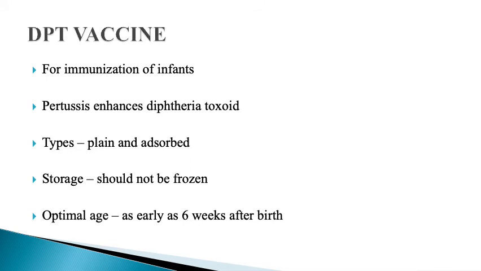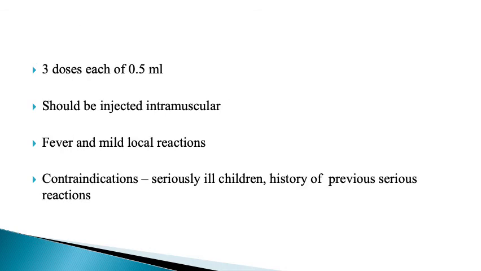The vaccine should not be frozen, it's freeze sensitive, and it should be stored in the ILR between 2 to 8 degrees Celsius. The optimal age is as early as 6 weeks after birth, and require three doses each of 0.5 ml, and it should be injected intramuscular. And the interval between doses is 4 weeks between the three doses, with a booster injection at 1.5 years to 2 years, and followed by another booster at the age of 5 to 6 years. Mode of administration is intramuscularly.